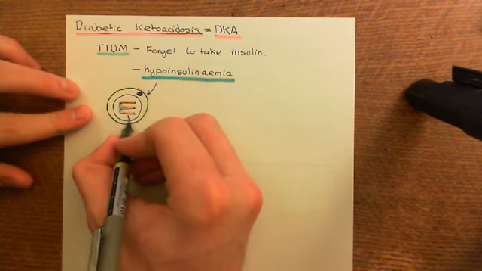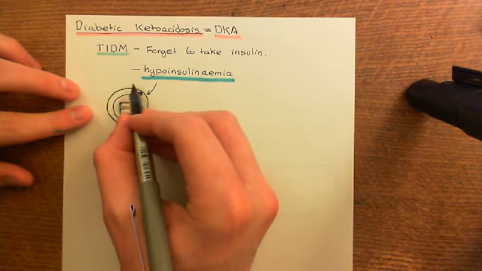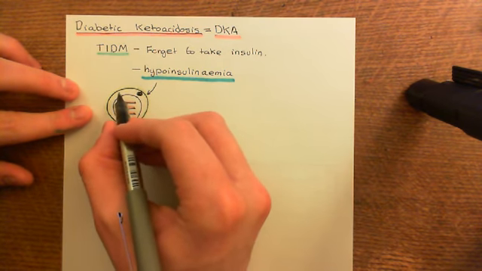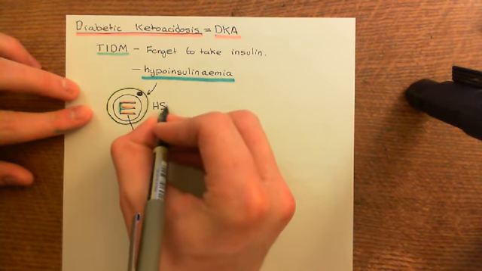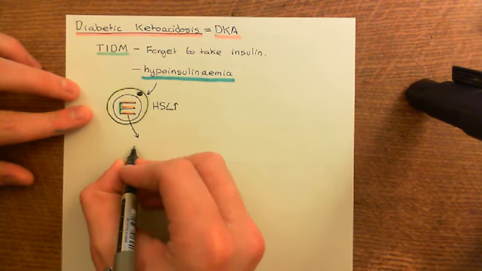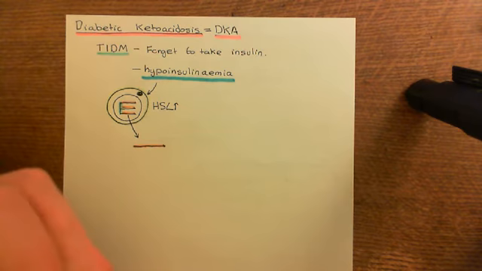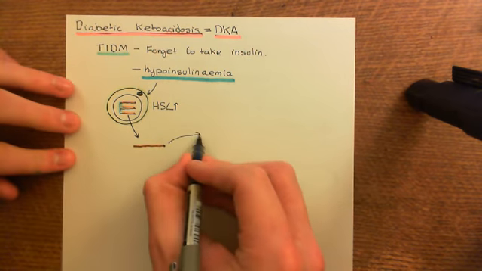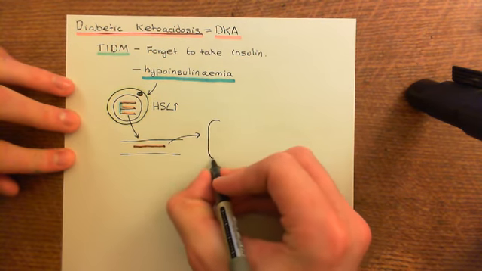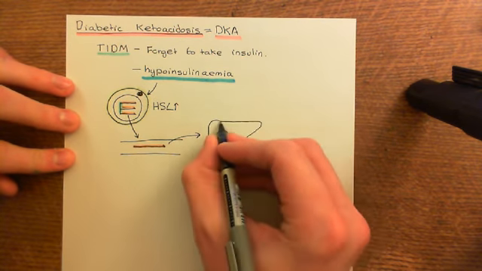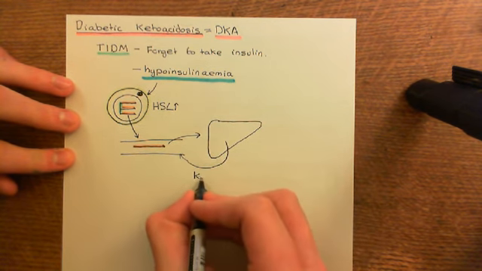Now, because insulin's gone through the floor, you're no longer going to have insulin signaling, which is inactivating the hormone-sensitive lipase. So the hormone-sensitive lipase activity is going to go up, and you're now going to break down the triacylglycerols to release free fatty acids, which will go into the blood. I'll just put the blood here. These will then go to the liver, and the liver will now turn them into ketone bodies, which it will put back into the blood.